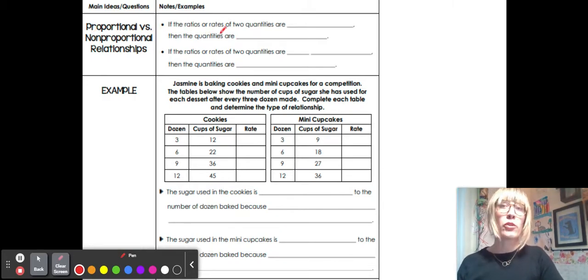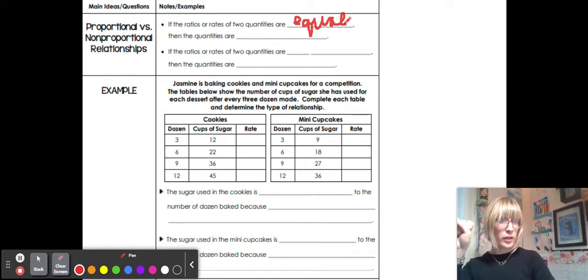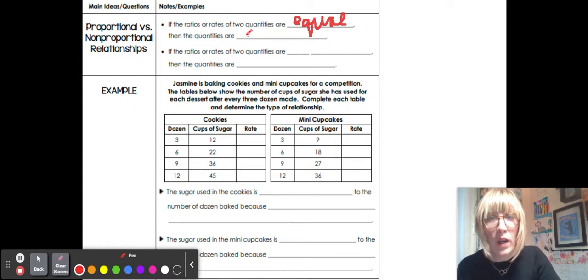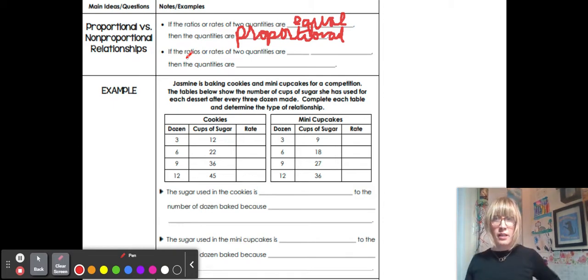If you have a rate or a ratio and the two quantities that you are comparing are equivalent to each other, they're equal, right? So if you had a 3-to-1 ratio and you had another 3-to-1 ratio, well, those are equal, right? The quantities are proportional.